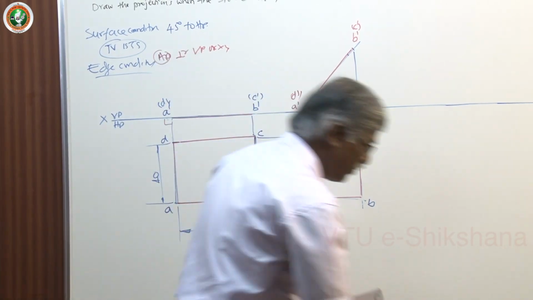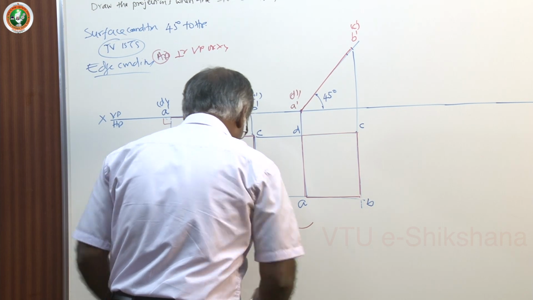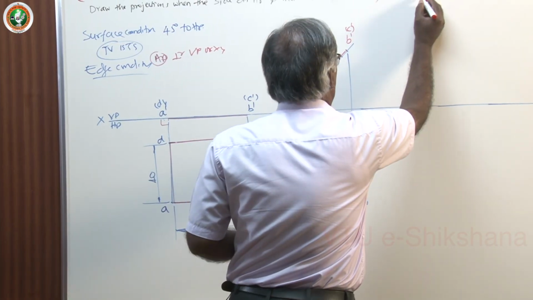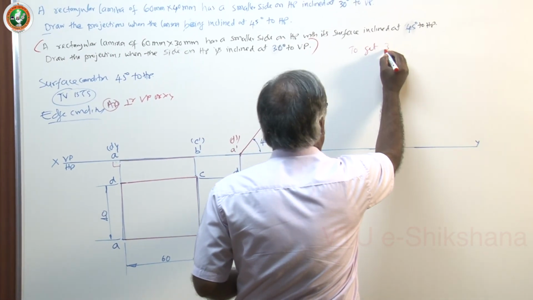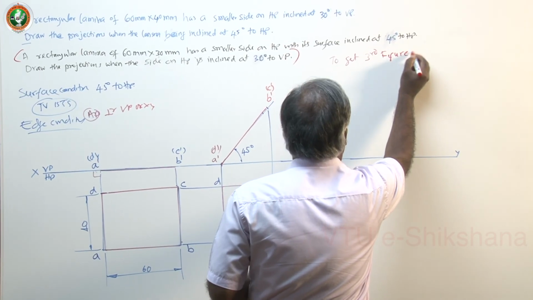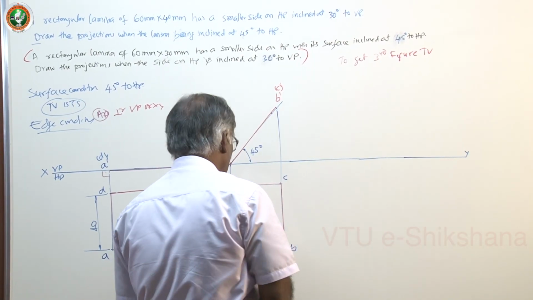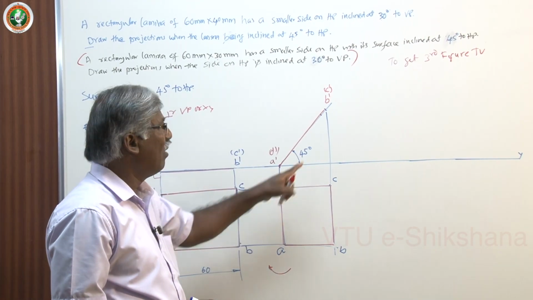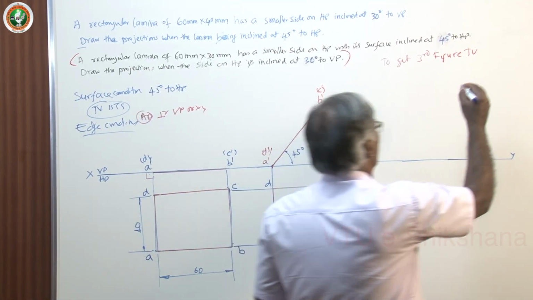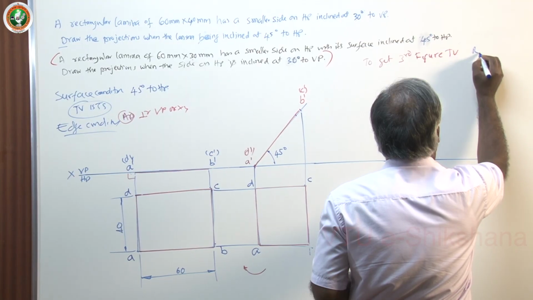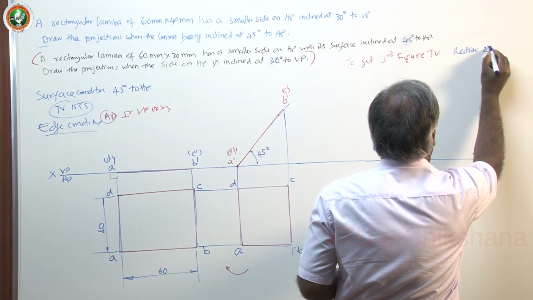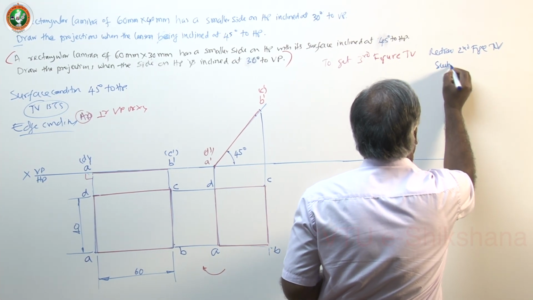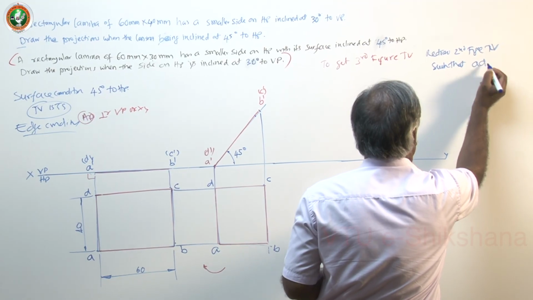So what you have to do to get the third figure top view is to keep the second figure top view and redraw it by keeping AD on the 30 degree line. So redraw the second figure top view such that AD is on the 30-degree line.